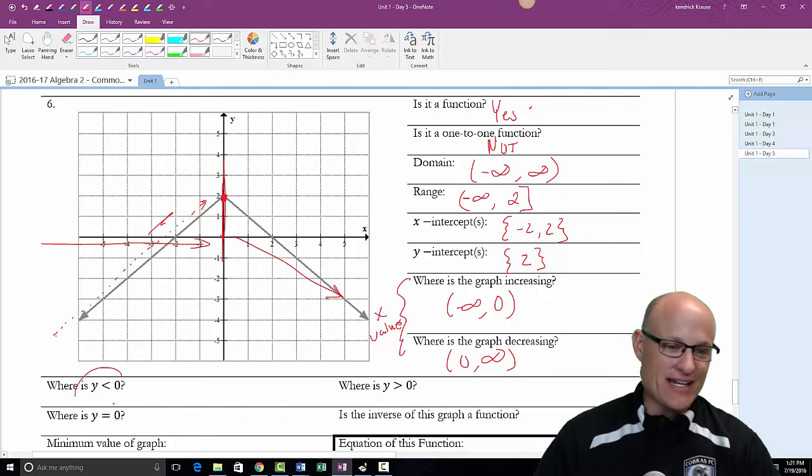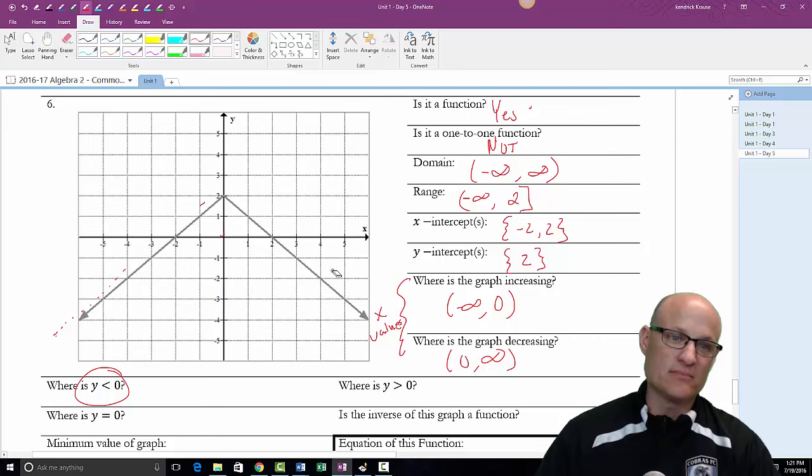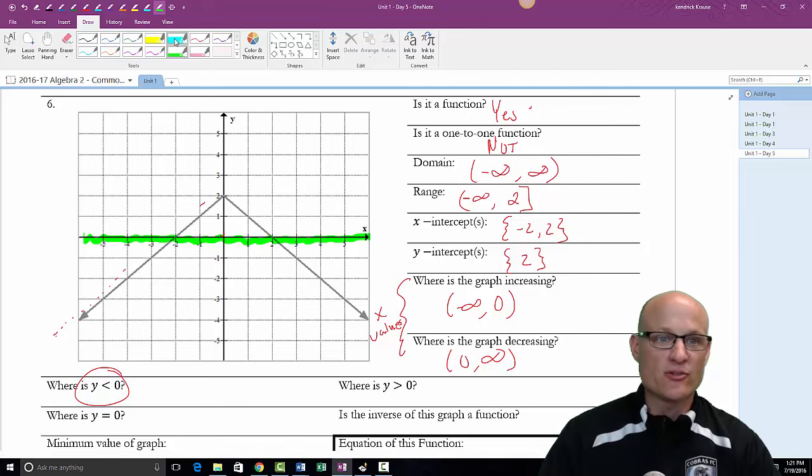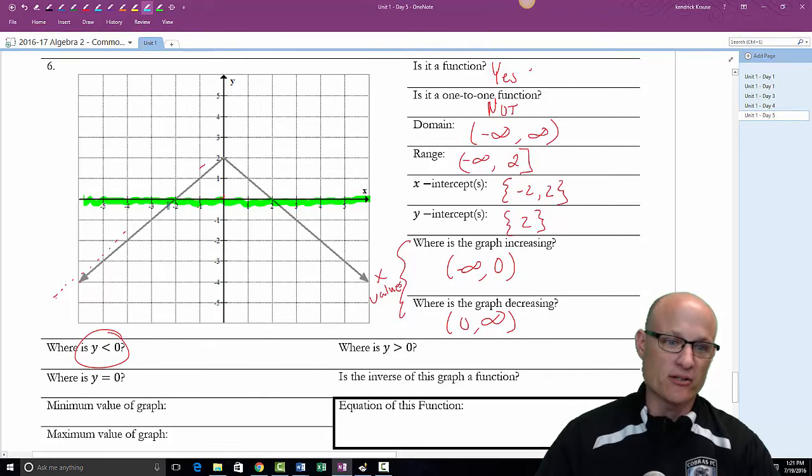Where is it negative? Well, let me highlight. It's negative whenever it is below the x-axis. So it is below the x-axis. That's why. Here.